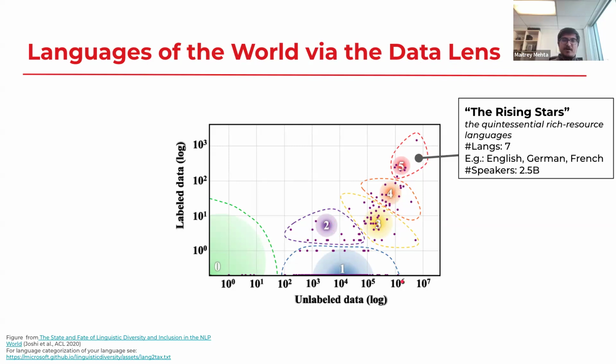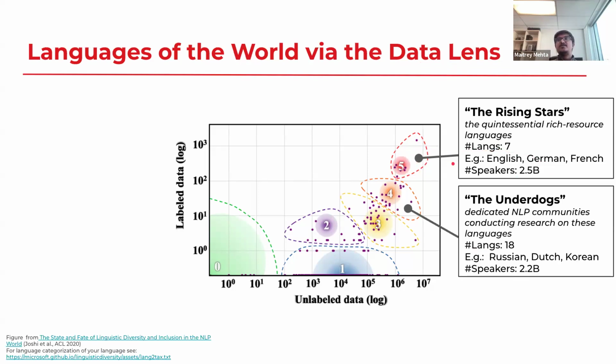So first you have the rising stars. So these are the quintessentially rich, high resource languages, the usual suspects, the ones that we have great models, great LLMs in these languages. So languages like English, German, French, these fall under this bucket. There are around 2.5 billion speakers that speak a language from this bucket, right?